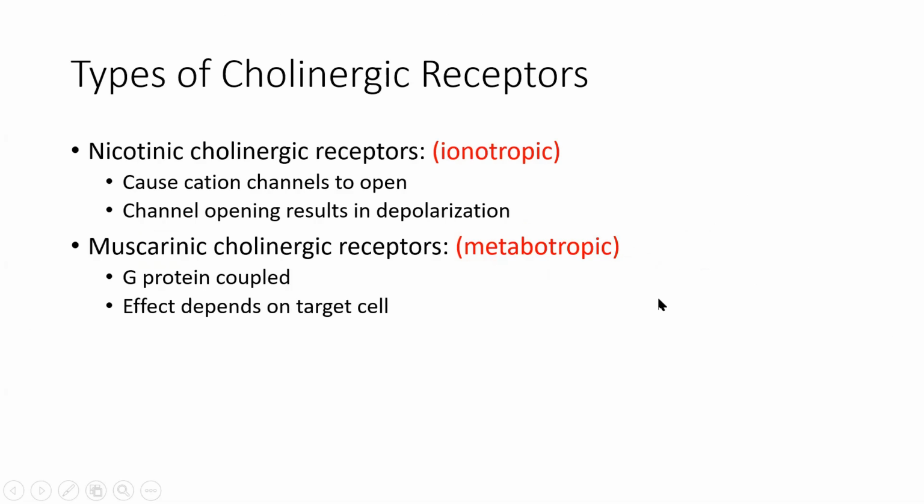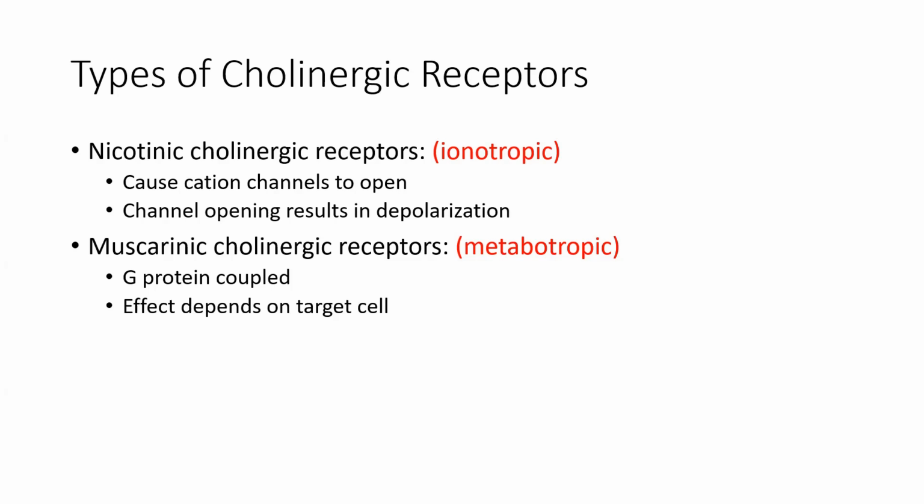So there are two types of cholinergic receptors here. We've got the nicotinic, which is an ionotropic receptor. The receptor is also acting as a channel. So as soon as that acetylcholine binds to that nicotinic receptor, it's going to open up that channel. We're going to see movement of ions, and that's going to immediately depolarize the membrane and bring about that synaptic signal.